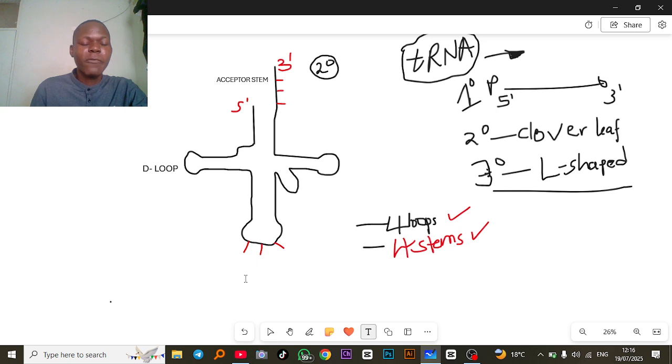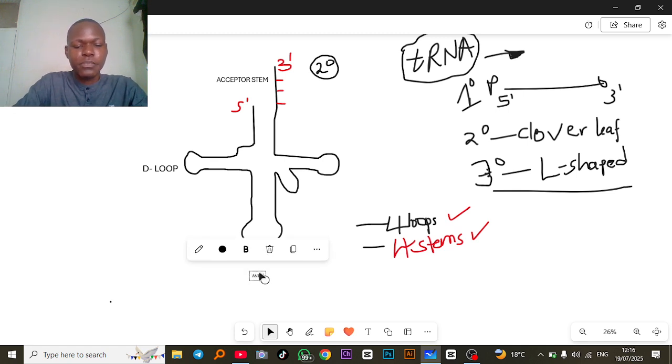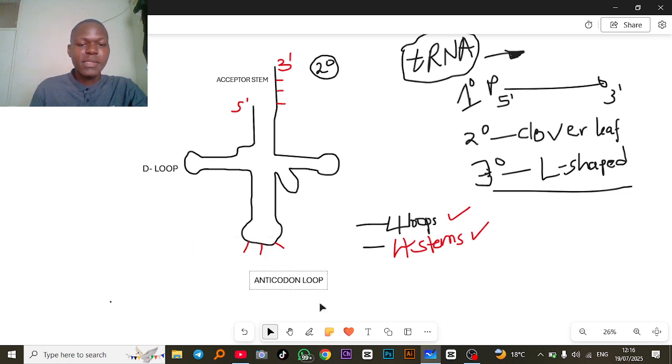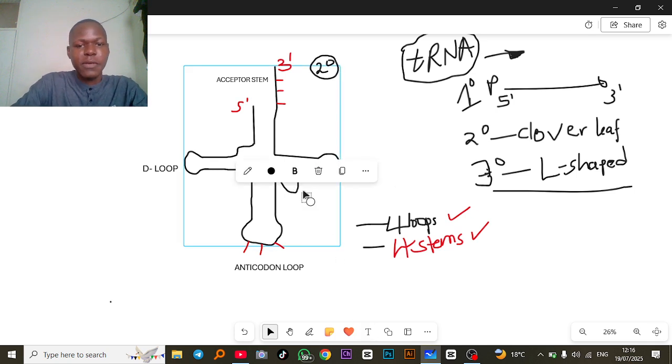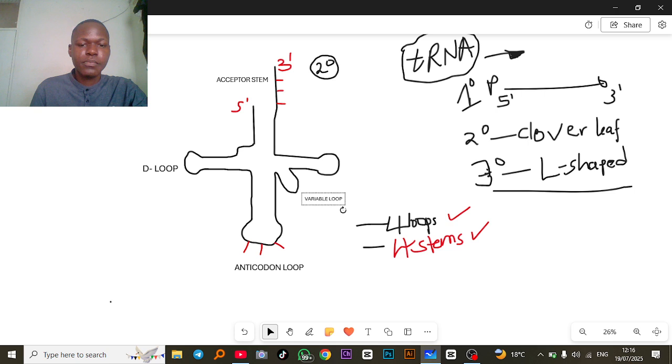Moving down here, we can see 3 lines that I tried to draw here. So this is known as the anticodon loop, which will go on to combine with the codons on the mRNA. Then this loop here is what we call the variable loop. So this is the variable loop, as you can see.